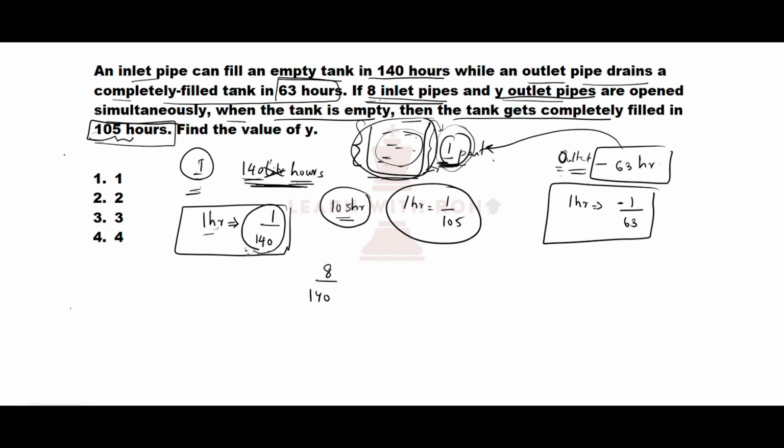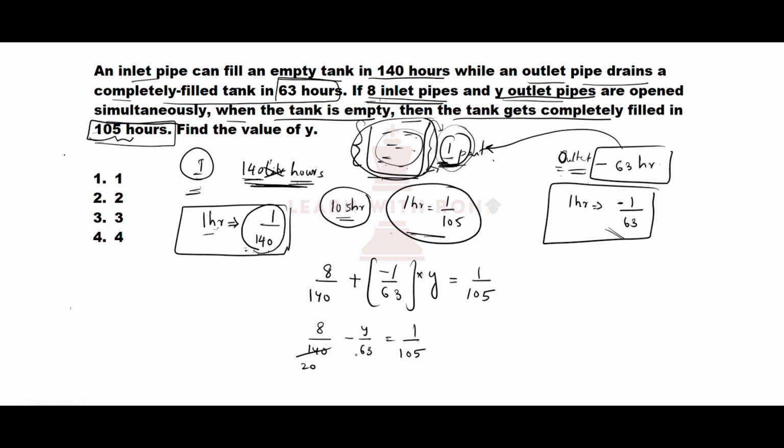8 inlets in 1 hour fill 8 by 140, plus in 1 hour 1 outlet empties 1 by 63, but there are Y outlets. This can be done in 1 hour is 1 by 105. This is only 1 hour. In 1 hour all the Y outlet pipes can be done, 1 by 105 part only. Now see, 8 by 140 minus Y by 63 is equal to 1 by 105.